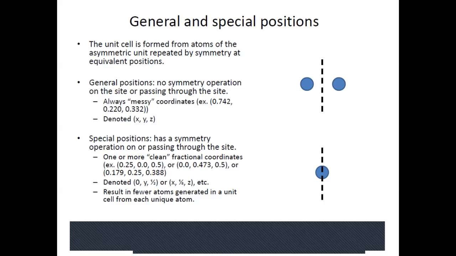When you have one special position, that's usually indicative of a mirror plane. Two special positions, usually indicative of a rotational axis. Three special positions, indicative it may be on an inversion center. So when you're on a special position, usually on your symmetry related position, you generate fewer atoms. And we already talked about that.